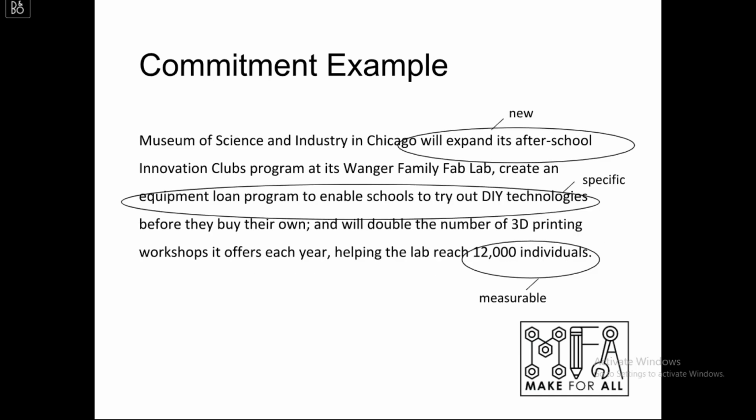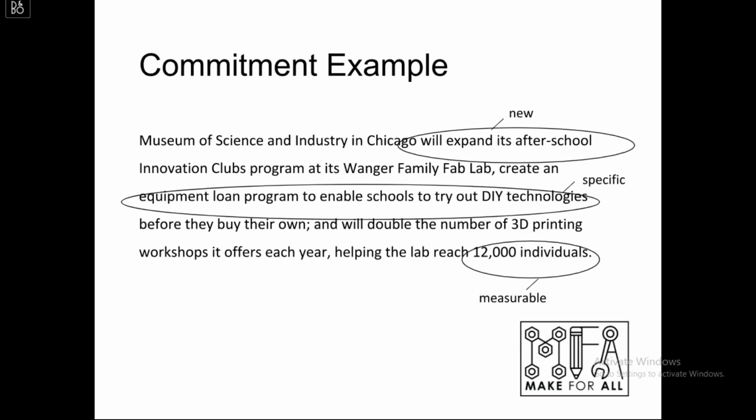The second example is from the Museum of Science and Industry in Chicago, and I like this one because it's different in terms of scale. This is much more specific to the community that Chicago serves. The previous commitment was one where they were organizing school leaders and educators at a national level, in support of school leaders and educators. This one is more focused on the immediate community that the Museum of Science and Industry serves.